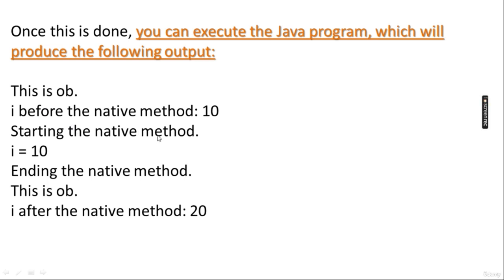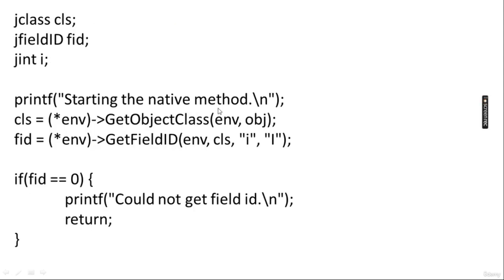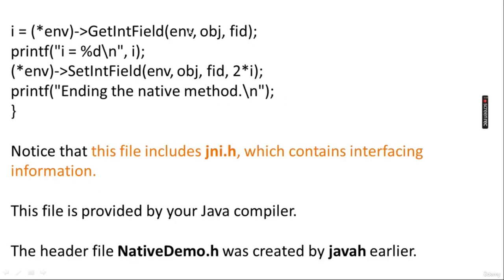This is object i before the native method. Starting the native method. i is equal to 10. Ending the native method. This is object i after the native method: 20. Okay, so here GetIntField will give me the object's fid, the i value, that is 10. Then after getting that 10, with printf I'm printing this 10, and I'm multiplying this 10 by 2 and then printing the value.